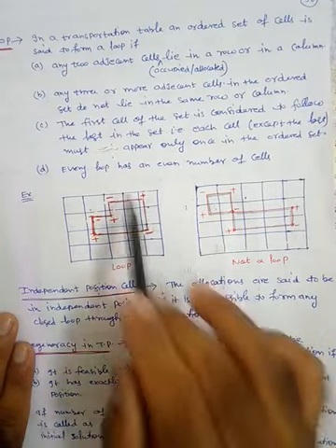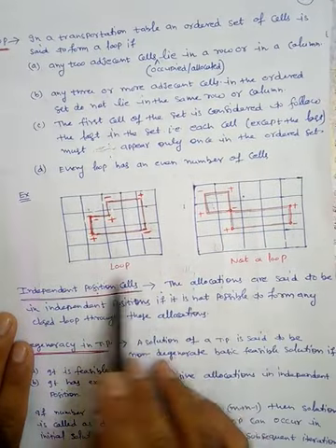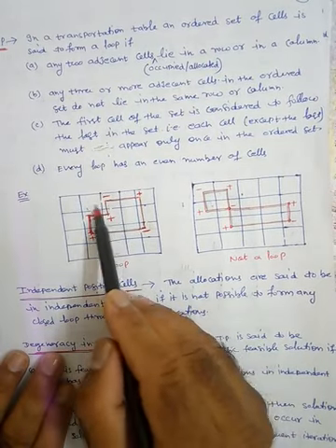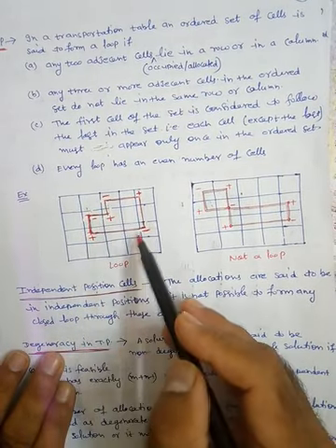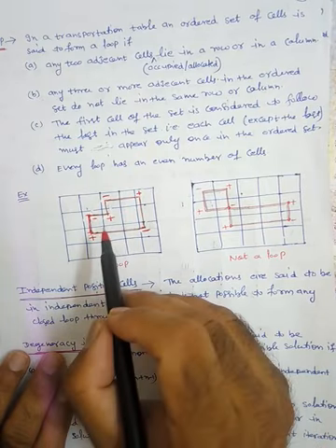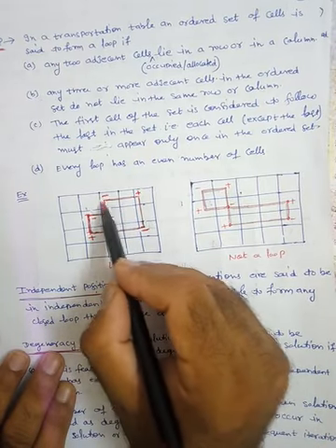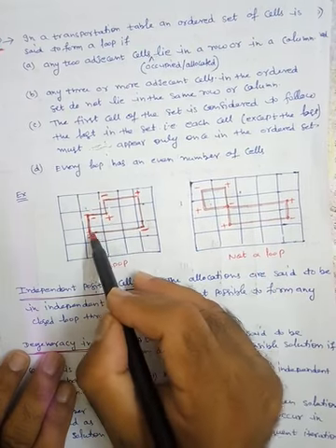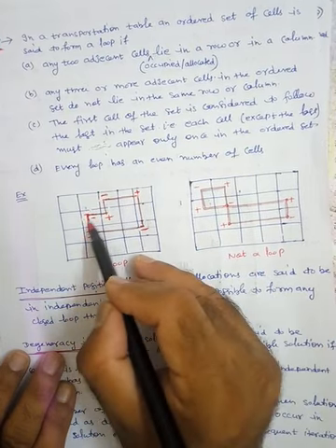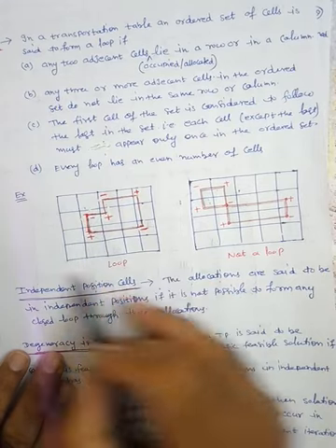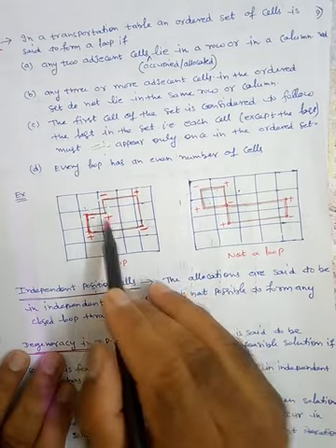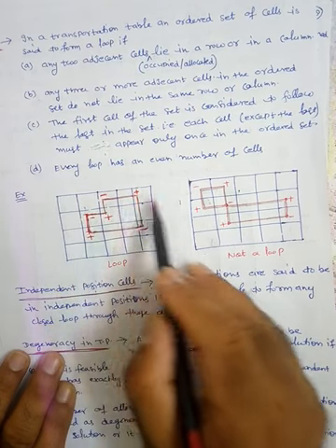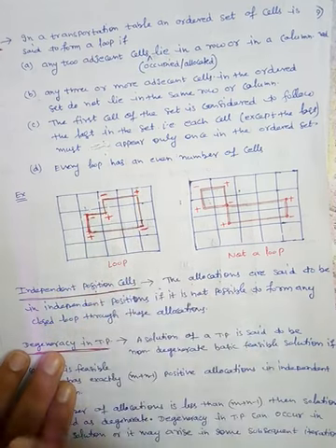For example, here we have taken 2 cases. One is a loop, another one is not a loop. Why is this a loop? Because in the row or in a column you can see we have only 2. This cell is the occupied cell. This is also an occupied cell. This is an occupied cell. This corner is an occupied cell. This is an occupied cell. So in this transportation problem we have total 1, 2, 3, 4, 5, 6. Total 6 occupied cells. They are used to form this loop.